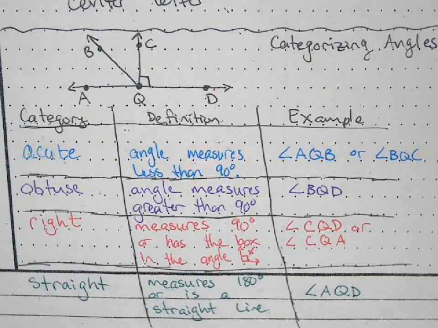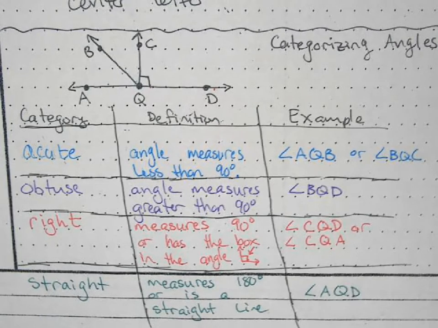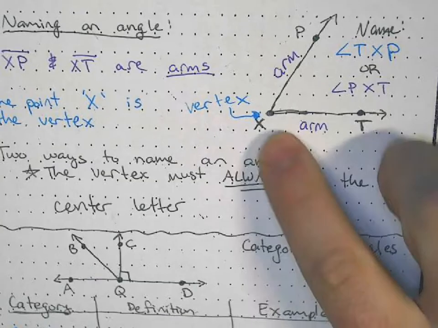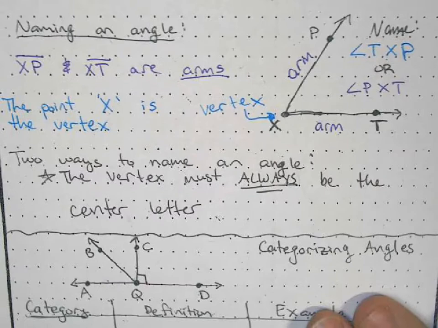So that's how we can categorize angles based on their measurements. Acute is less than 90, obtuse is greater than 90, right equals exactly 90, and straight is either a line or measures 180 degrees. And remember, whenever you're naming an angle, we always put that vertex as our middle letter.